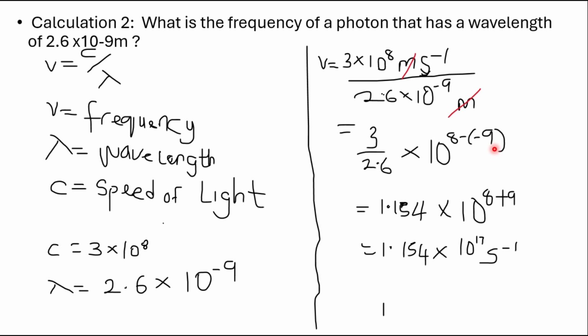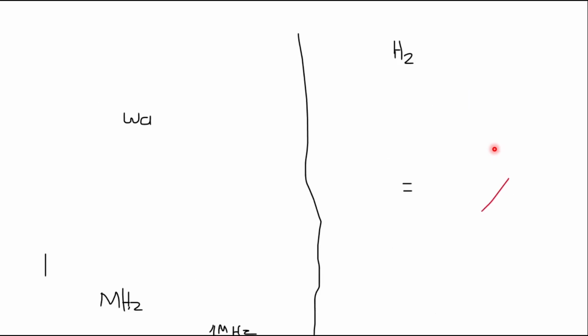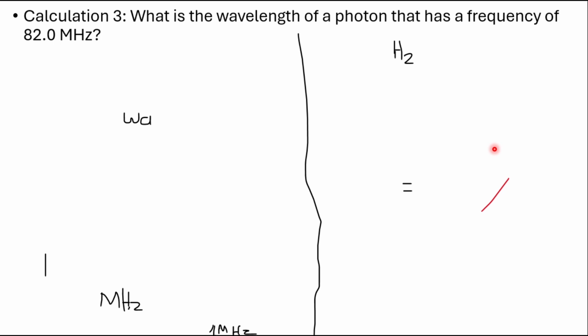So we have our final answer as 1.154 times 10 raised to power 8 plus 9, which is equal to 1.154 times 10 raised to power 17 per second, or 1.154 times 10 raised to power 17 as the frequency can be given in per second or hertz.